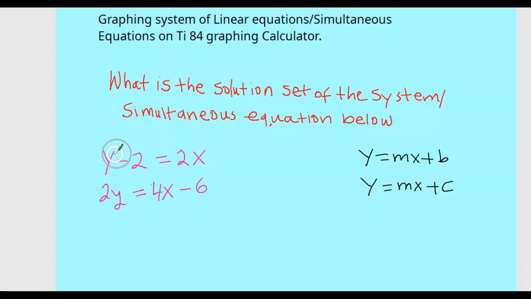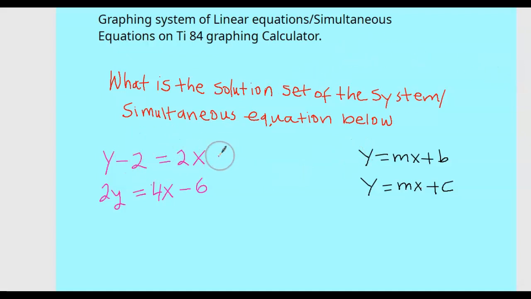Okay, so our next one, we have been given this system or simultaneous equation: y minus 2 equals 2x, and 2y equals 4x minus 6. We want to use a graphing calculator, and we cannot put this one in a graphing calculator. We have to make it look like y equals mx plus c, or y equals mx plus b, depending upon where you're watching from, whichever one that you use. All of them are the same. So we are going to rearrange it.